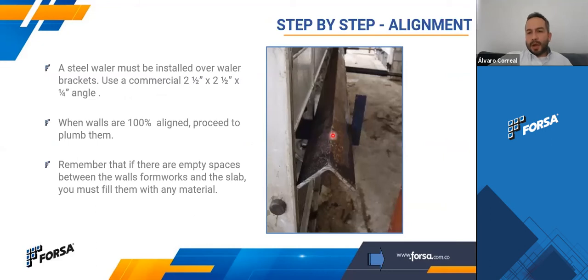And then when you have these Weyler brackets, you install steel Weyler. Sorry, there is a commercial steel angle that you can get. Dimensions are here. You install one below, one at the top, and if you have very tall walls, like more than 3 meters in height, you can install another one in the middle. This is used especially when you have gables.